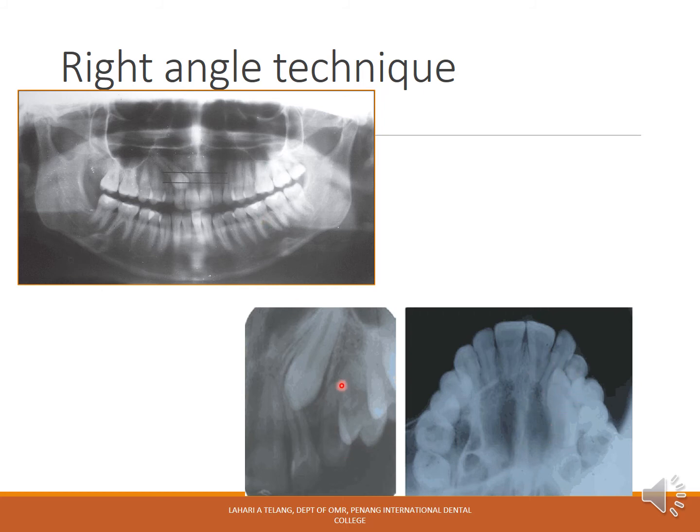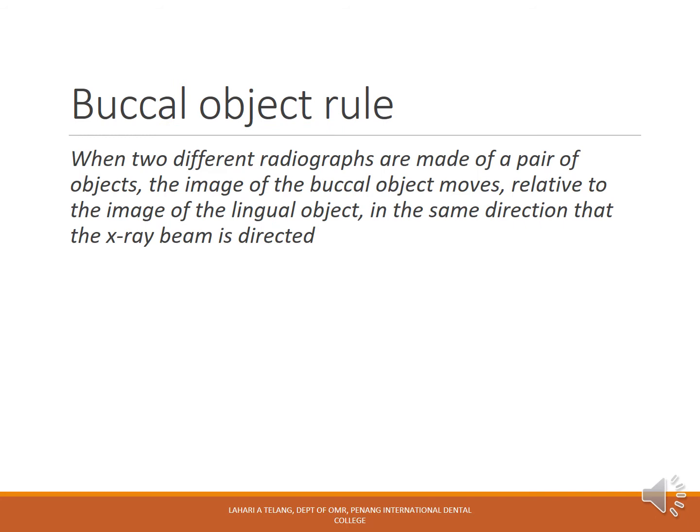But not all cases can use the right angle technique. Some cases require a different technique, which is the buccal object rule, which states that when two different radiographs are made of a pair of objects, the image of the buccal object moves relative to the image of the lingual object in the same direction that the X-ray beam is directed. Now, what does that mean?